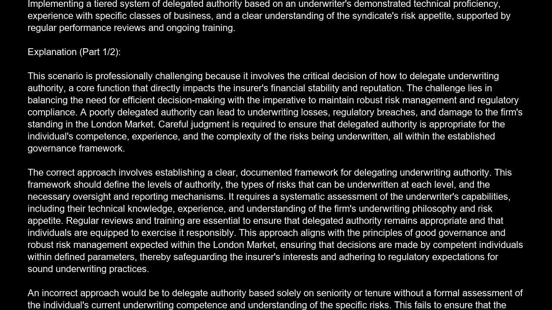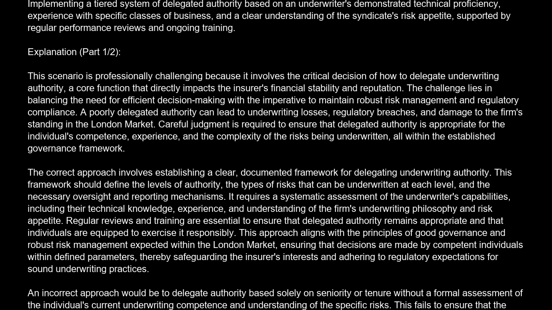The correct approach involves establishing a clear, documented framework for delegating underwriting authority. This framework should define the levels of authority, the types of risks that can be underwritten at each level, and the necessary oversight and reporting mechanisms. It requires a systematic assessment of the underwriter's capabilities, including their technical knowledge, experience, and understanding of the firm's underwriting philosophy and risk appetite.